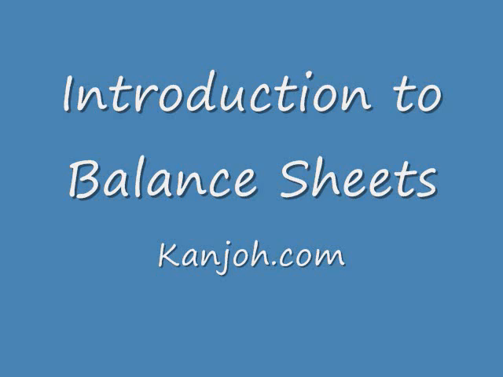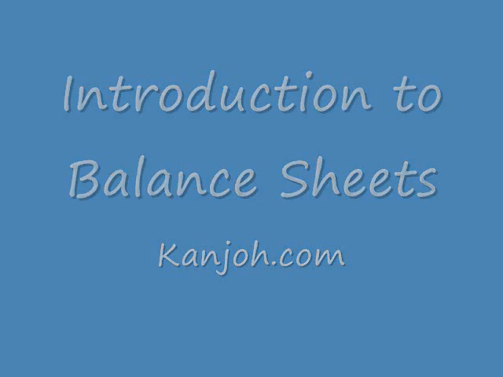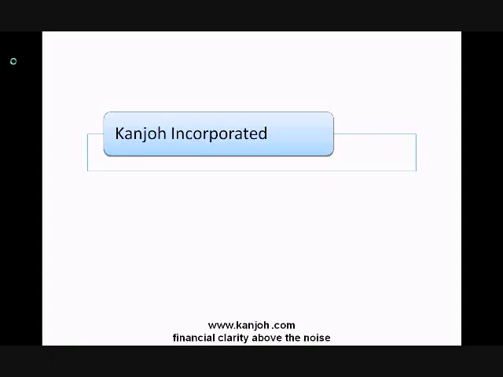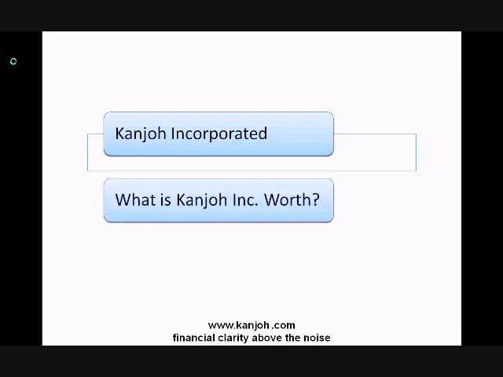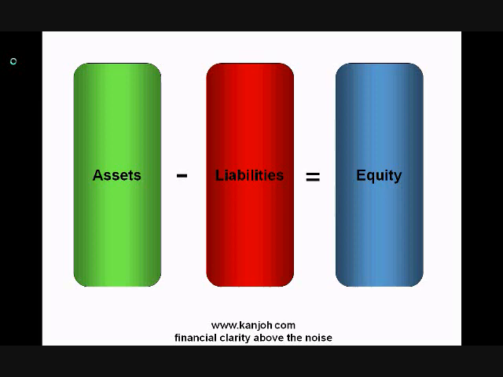Let's take another trip to the land of Kanjolia, where Joe is running his company called Kanjoh Incorporated. Kanjoh Incorporated is a major manufacturing firm. Joe is trying to raise some money for his company, and he needs to determine what Kanjoh Incorporated is worth. In order to determine this, he takes a look at the fundamental equation of accounting, specifically assets minus liabilities equals net equity. This equation, when analyzed, will help determine how much his company is worth, and that is going to be the focus of our video today.